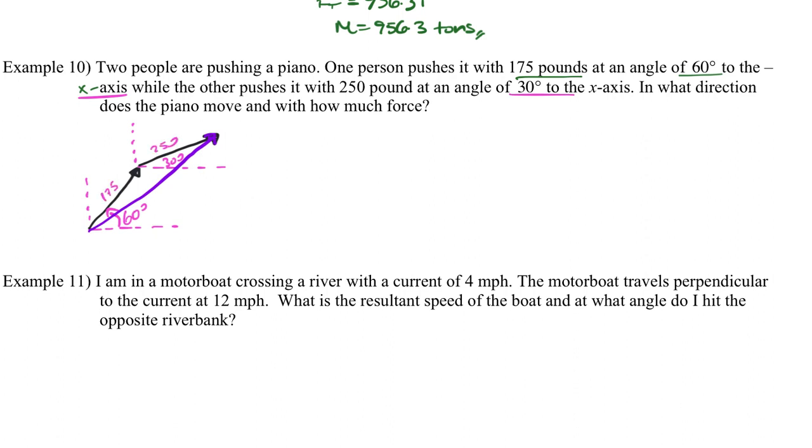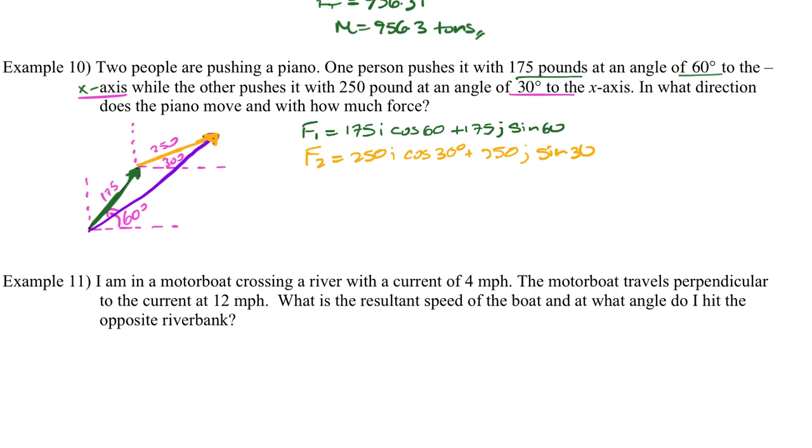So let's write the forces. Force 1, this vector right here, equals 175 I cosine of 60 plus 175 J sine of 60. Then force 2 is this vector right here, so force 2 equals 250 I cosine of 30 degrees plus 250 J sine of 30 degrees.